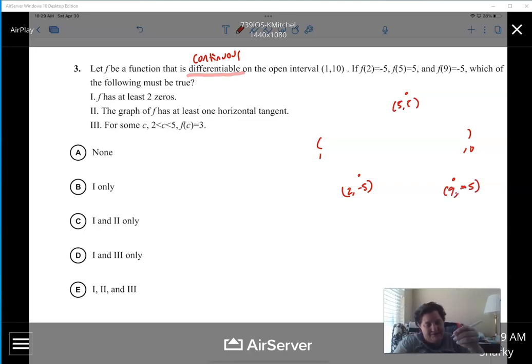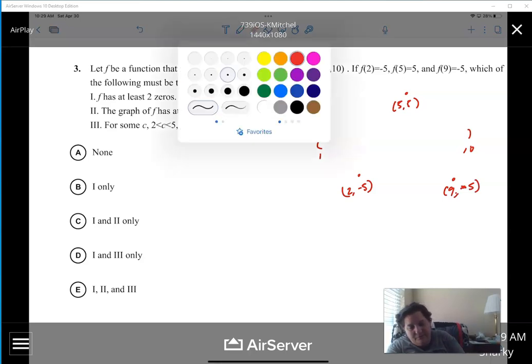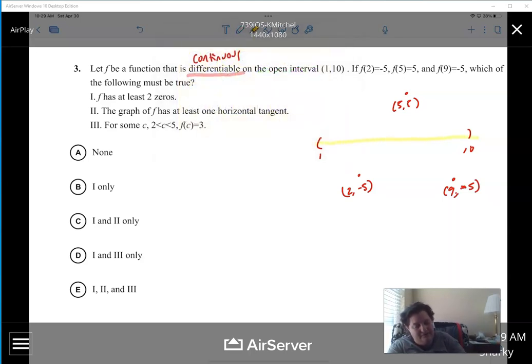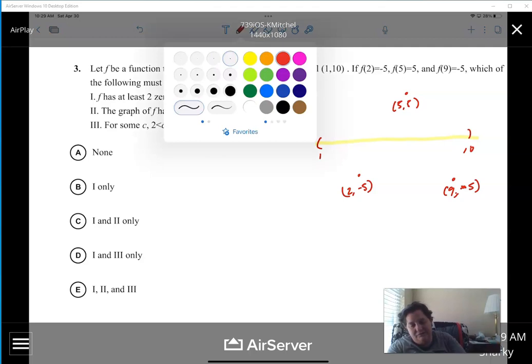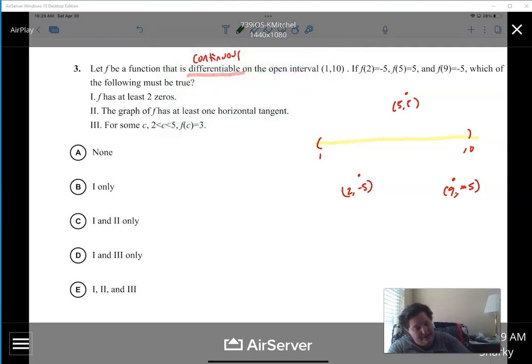I have a feeling that's going to ask me about some theorems and stuff. But the first thing I'm noticing, right? Let's see, this is the axis. It's going to be crossing over and then it's coming down again. Okay. Does F have at least 2 zeros? So let's take a look at this. If I have to make it up to that point and down to that point, right?